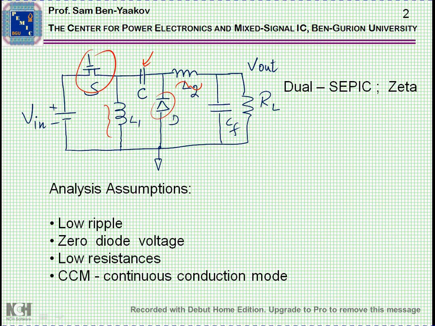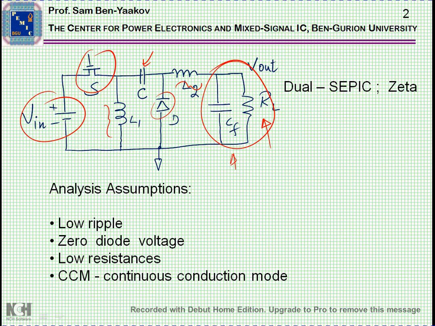The switch is turned on and off in a certain duty cycle and delivers power from the input to the load, which is described here as a load resistor as well as a filter capacitor.